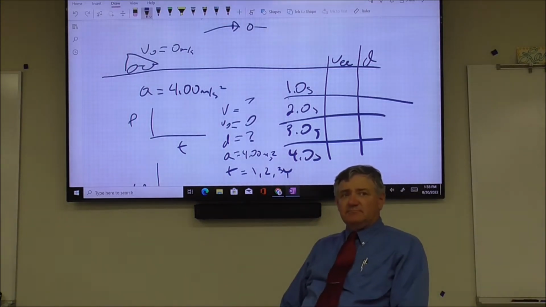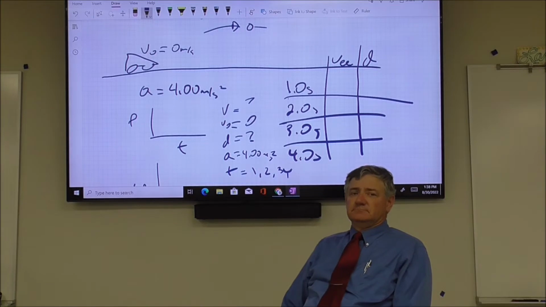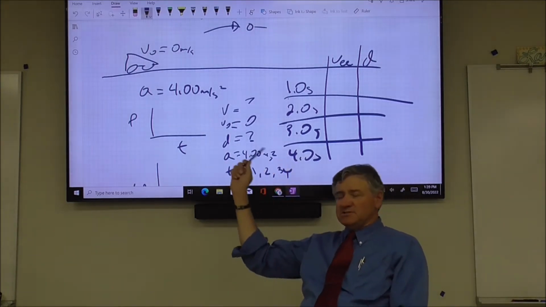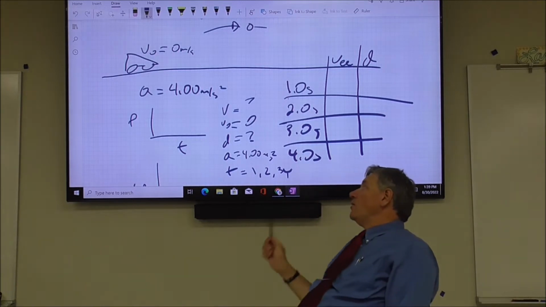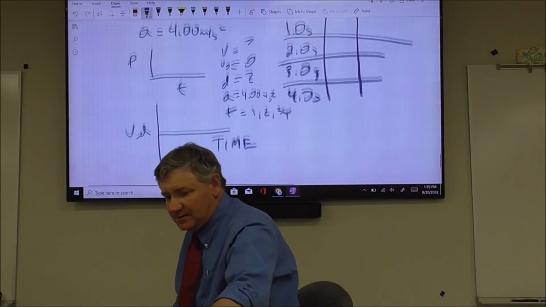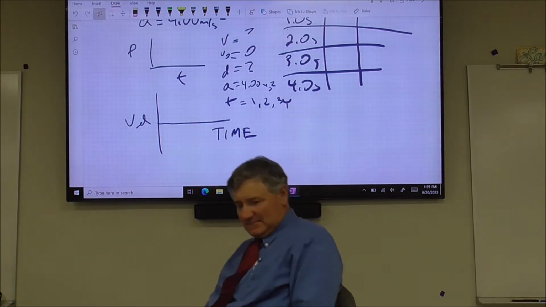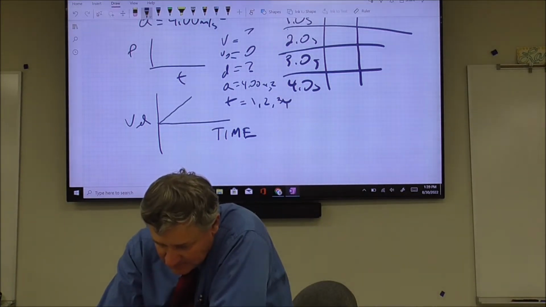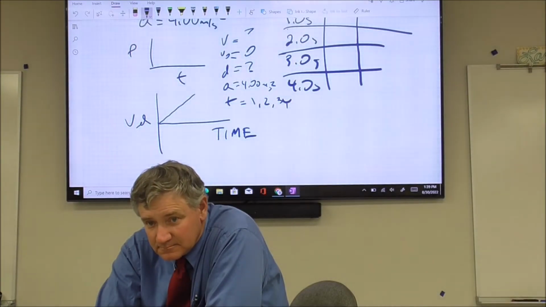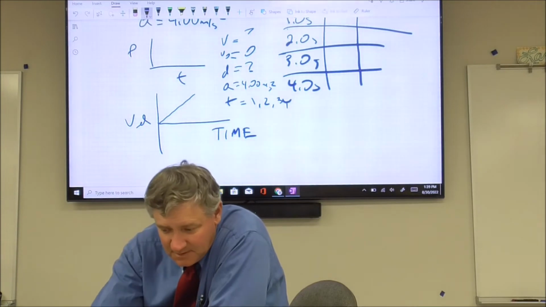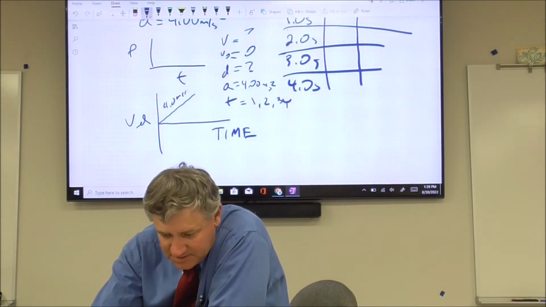Start with the position time graph. Position time graph is going to be linear or curved? It's going to be curved. Why? Because acceleration is constant, I'm going to be speeding up. I know my position time graph is not going to be a straight line. What about my velocity time graph? It's just going to be a straight slope. Like this? Yeah. And what's the value of that slope? 4 meters per second squared.